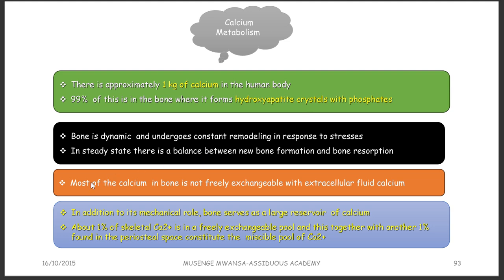Most of the calcium in bone is not freely exchangeable with extracellular fluid calcium. Calcium that is in bone, you don't easily take it back to blood. So in addition to its mechanical role, bone is a reservoir for calcium. About 1% of calcium found in the skeletal system is a freely exchangeable pool, and together with another 1% found in the periosteal space, it makes up the miscible pool of calcium. That is free at least.